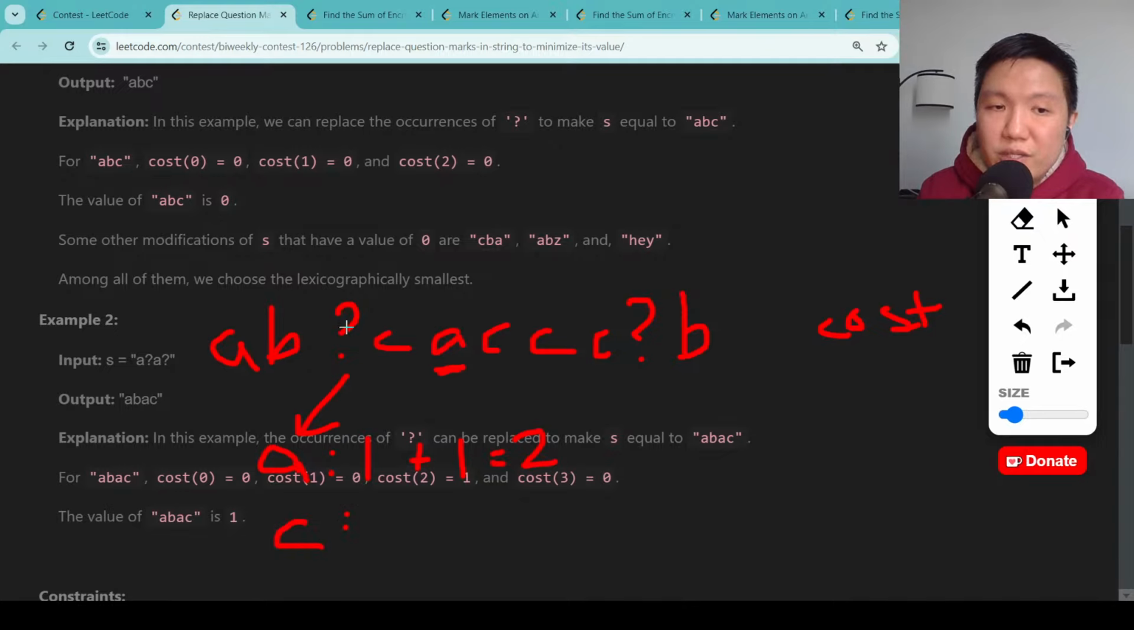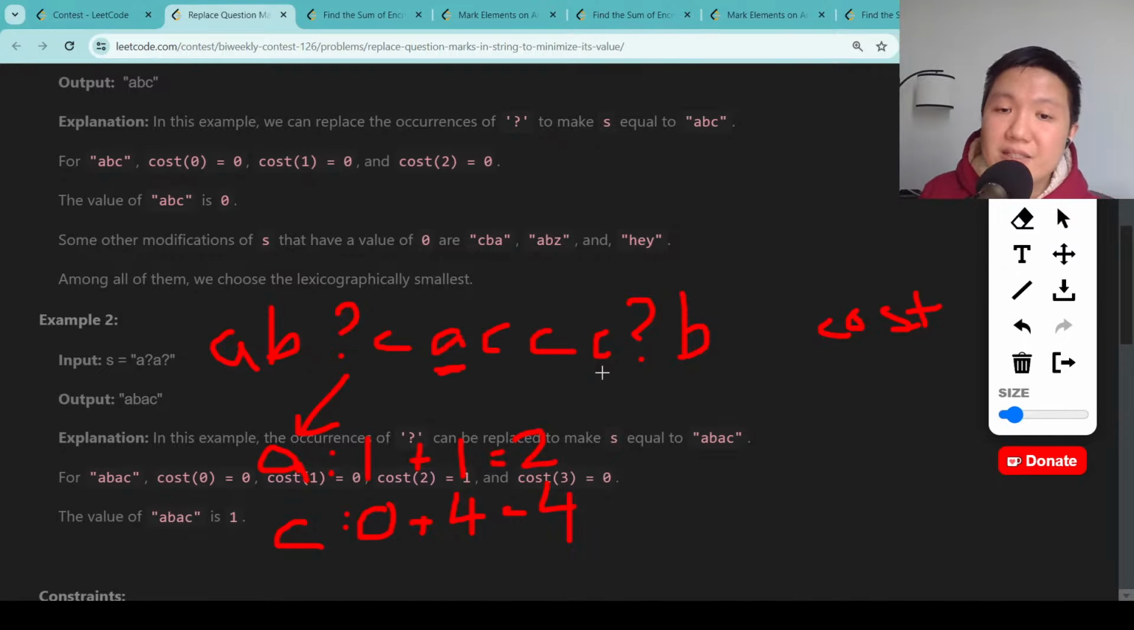What if I change it to C? If I change this question mark to C, initially it's going to cost nothing because there's no C in front of it. But there are 3 C's after it, so the costs of these 4 C's will all increase. So if I change this question mark to a C, it's going to increase the cost of the whole array by 4. Its own cost is 0, but there are 4 other guys afterwards whose cost will go up.